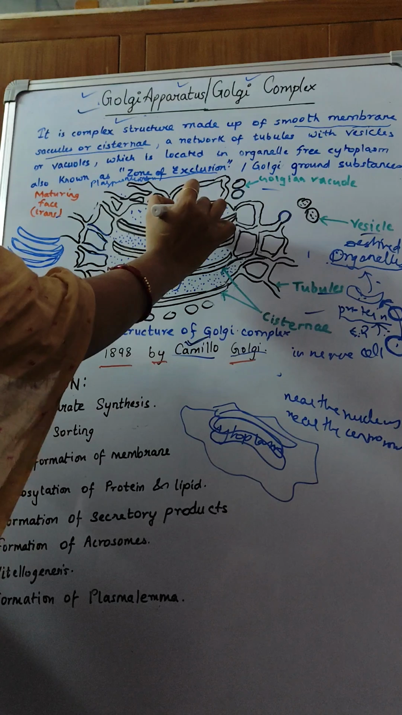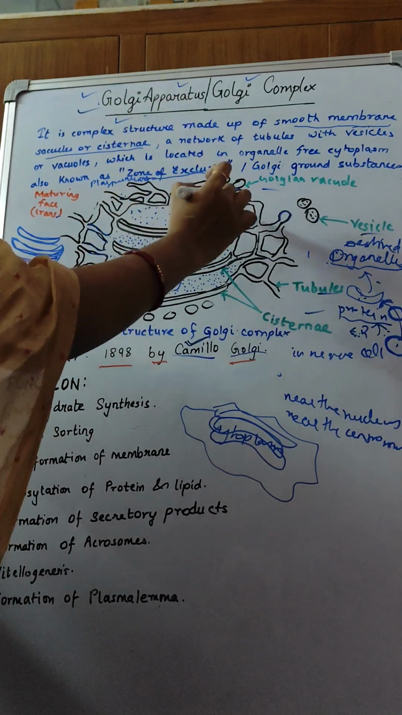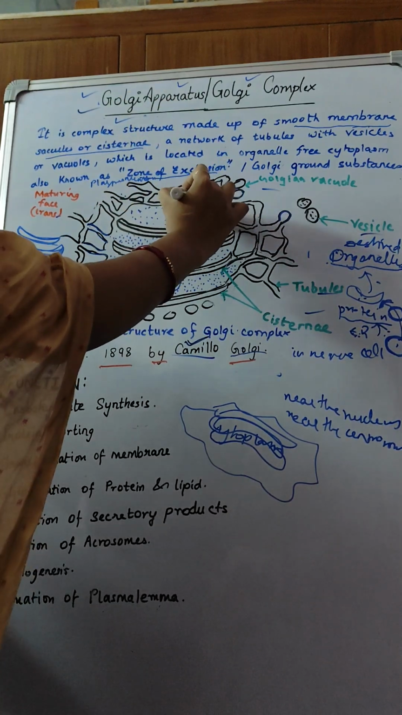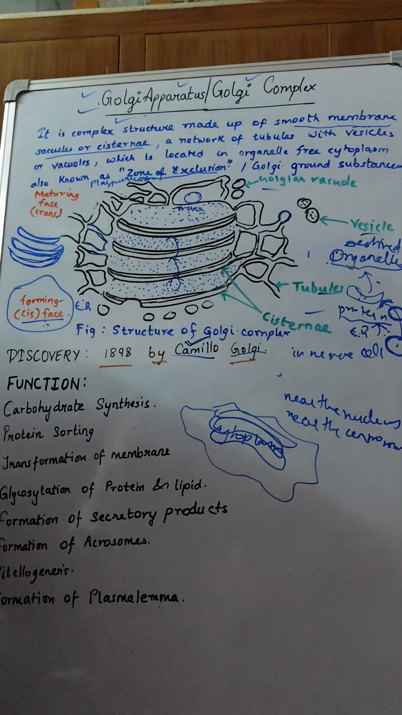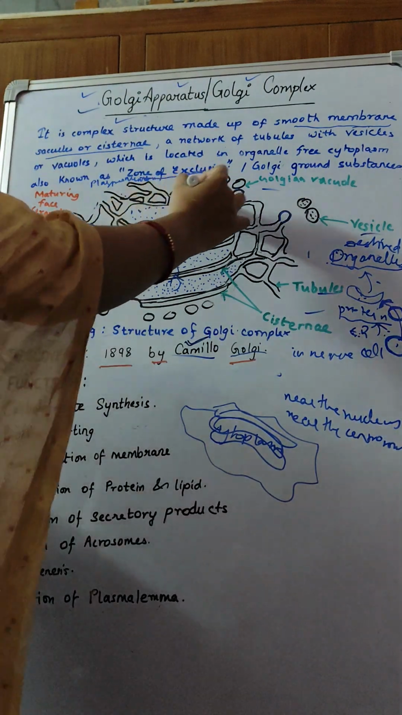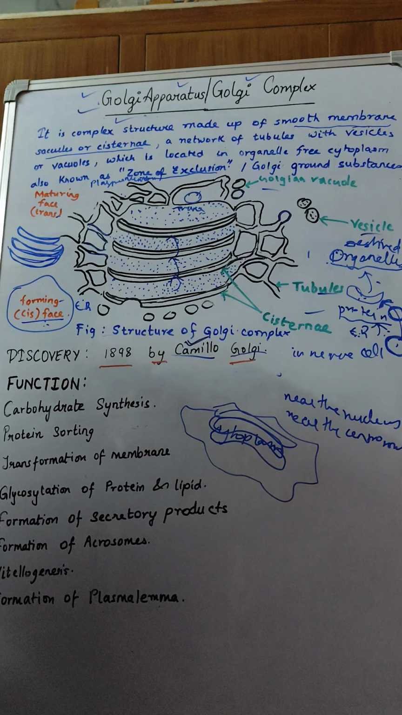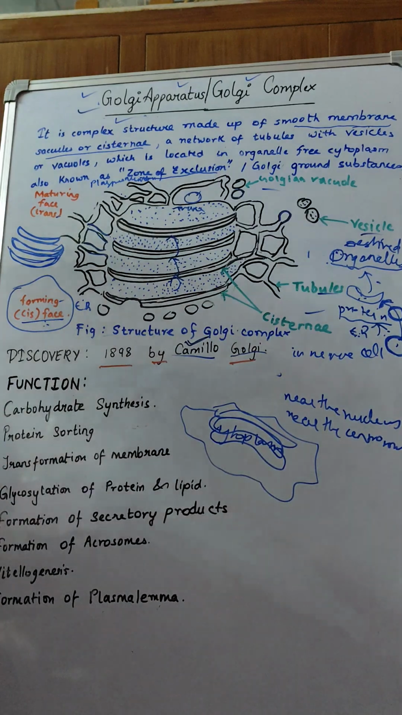From the trans cisternae, it will now form a secretory vesicle, and it will be removed from here and sent to whatever the destined organelle is, either to the plasma membrane or a lysosome or any other endosome. So it depends on what kind of material it is and where it has to be sent.